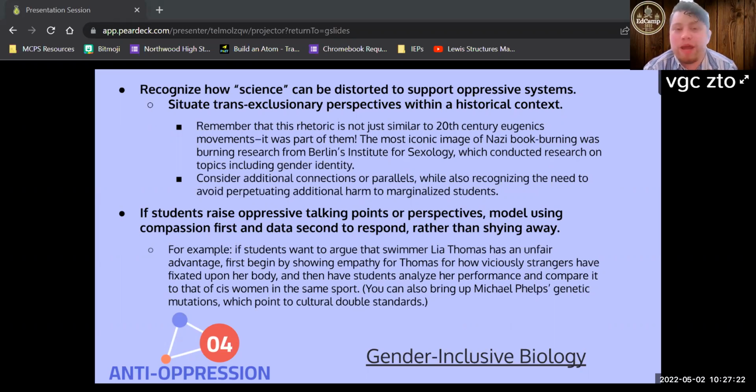There are other connections or parallels you might consider making within how so-called science or pseudoscience has been misused throughout history to oppress groups of people. One example would be phrenology. But as we consider which examples from the history of science to use, we just need to be careful that we are not creating an environment that does additional harm or threat to our most marginalized students. So of course, those connections need to be made in an intentional and thoughtful way to ensure that we are not harming marginalized students.